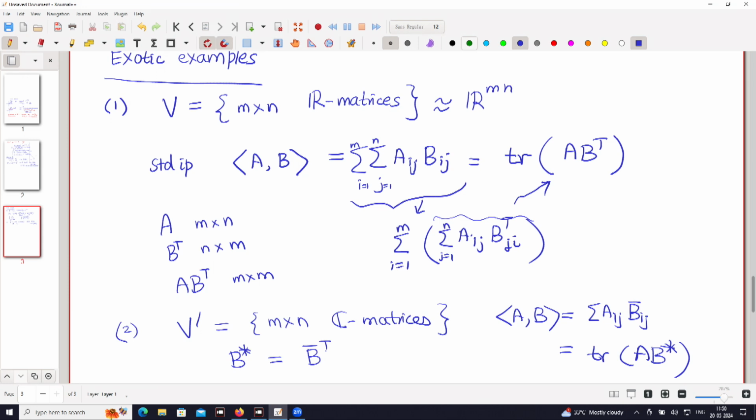And this is an important formula, because it appears a lot in actual applications. Okay, so this is one.